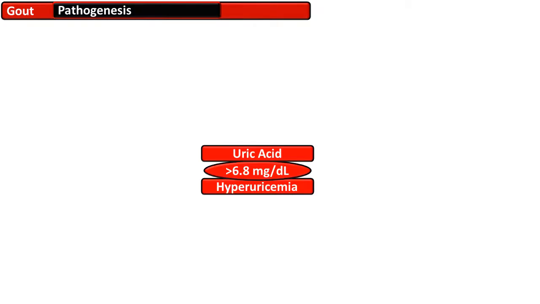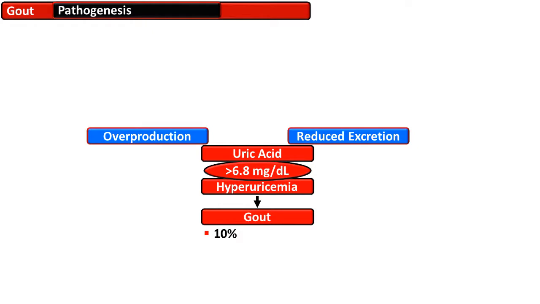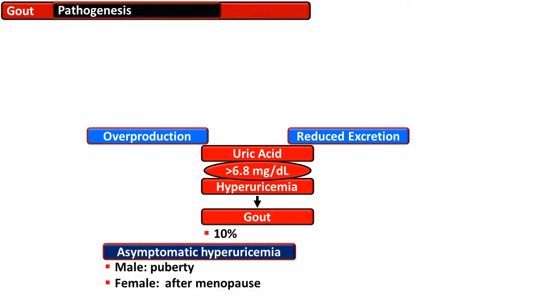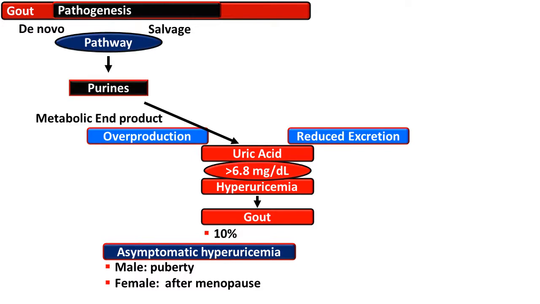A serum uric acid concentration above 6.8 milligram per deciliter is termed hyperuricemia, and it is one of the contributing factors for the development of gout. But it is not the only factor. Many other factors are also responsible, as hyperuricemia is responsible for gout in only 10% of the cases. So there should be some contributing factors also. This hyperuricemia is the result of overproduction of uric acid or reduced excretion of uric acid. There is another condition, asymptomatic hyperuricemia, that is described in males during puberty and females after menopause.